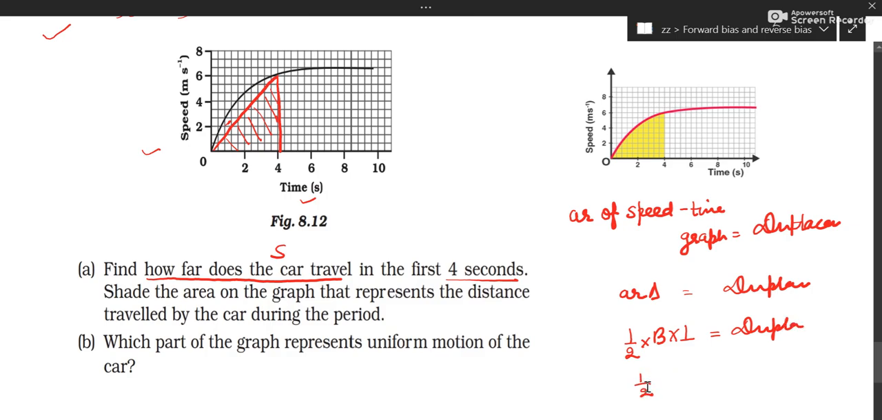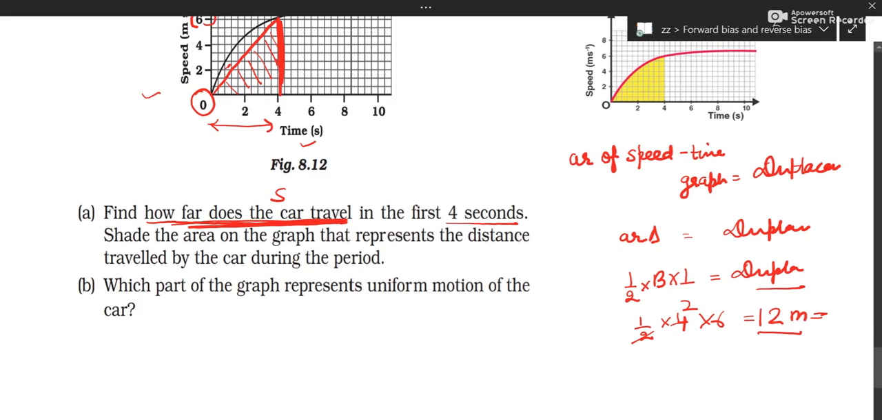So half, what is the base? 4 minus 0, that is 4. And what is perpendicular? This line, 6 minus 0. So you can see it is coming as 12 meters because it is distance. How far does the car travel? 12 meters.